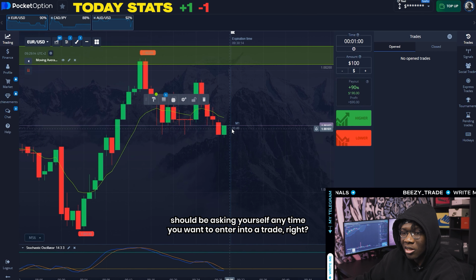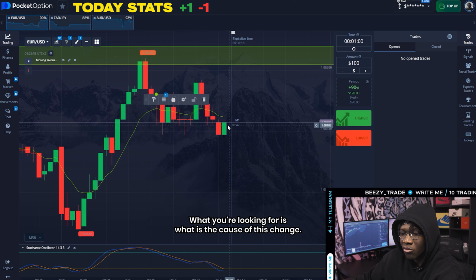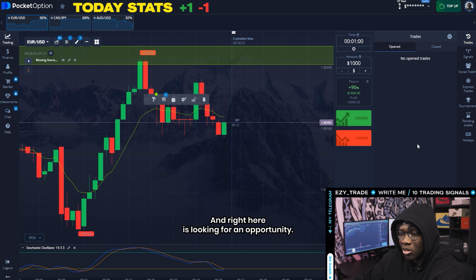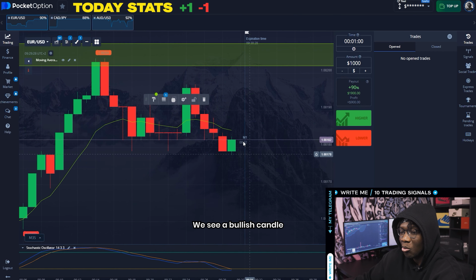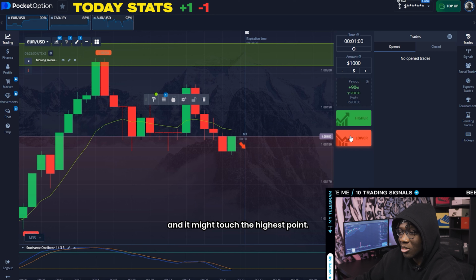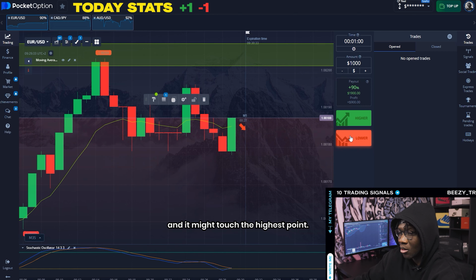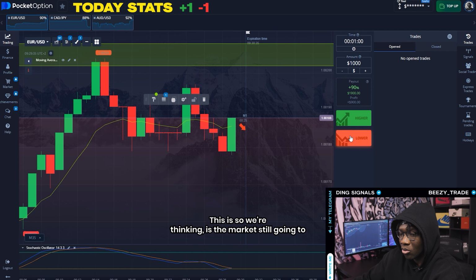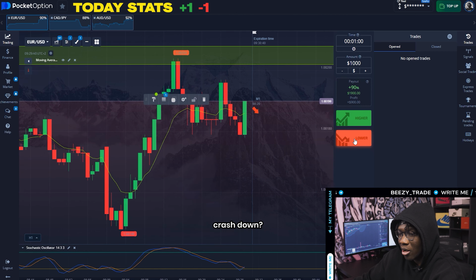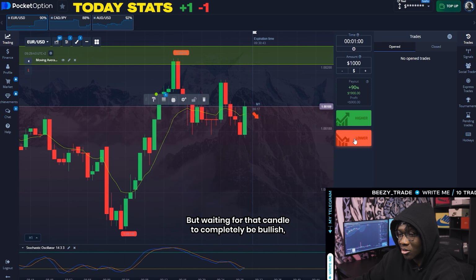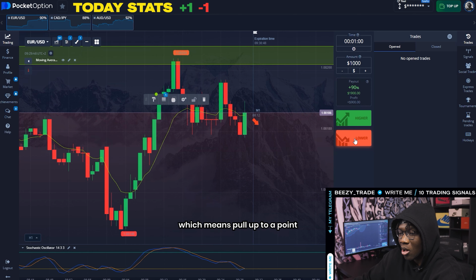And these two questions you should be asking yourself anytime you want to enter into a trade, right? What you're looking for is, what is the cause of this change? And right here is looking for an opportunity. And this looks like a good opportunity to enter a trade. We see a bullish candle, and it might touch the highest point. So we're thinking, is the market still going to crash down? In my opinion, yes. But waiting for that candle to completely be bullish, which means pull up to a point.